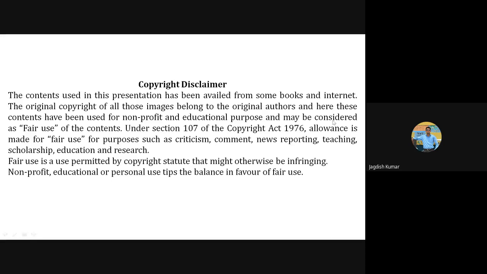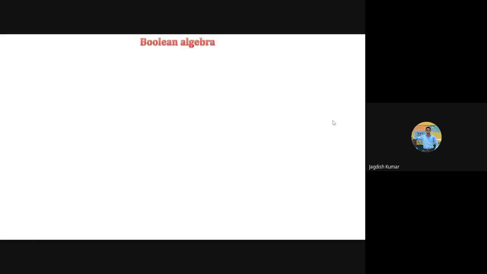So today we will be discussing the next topic, which is Boolean algebra. Till now we have been doing these.